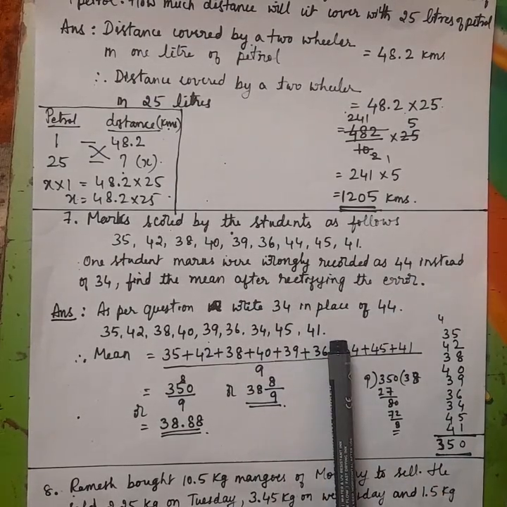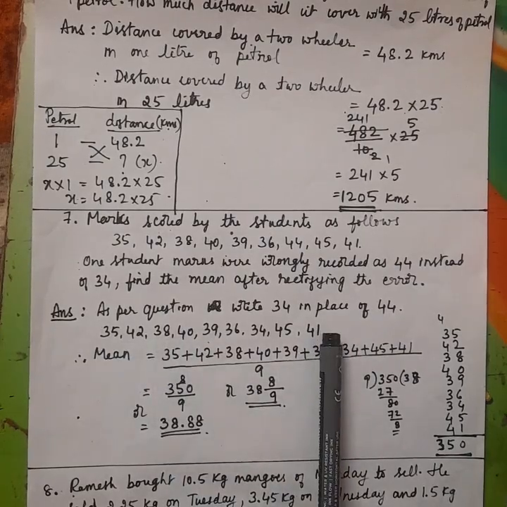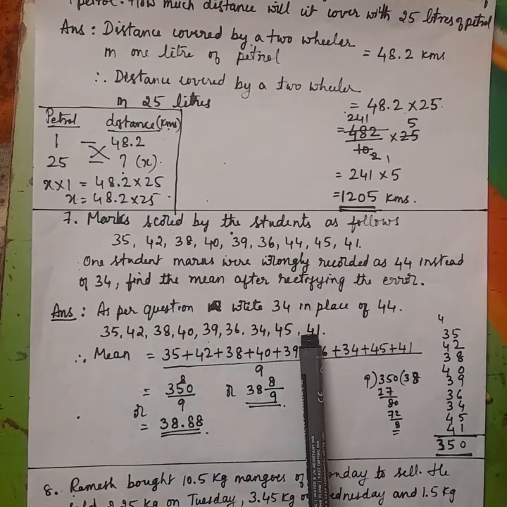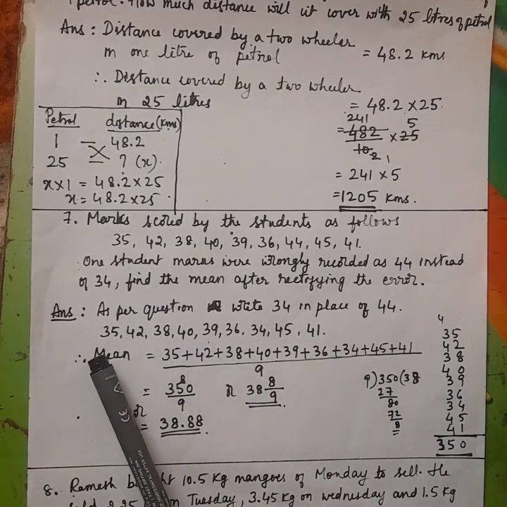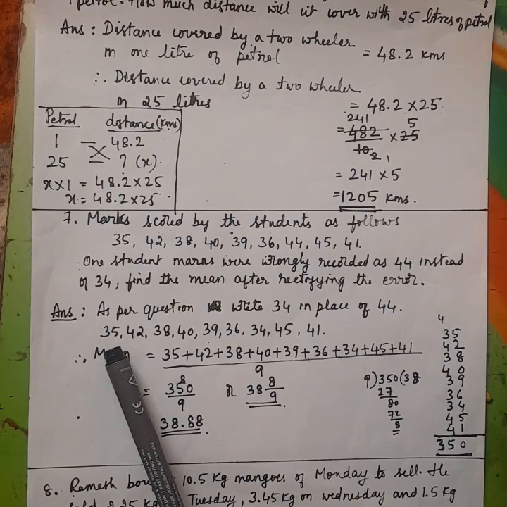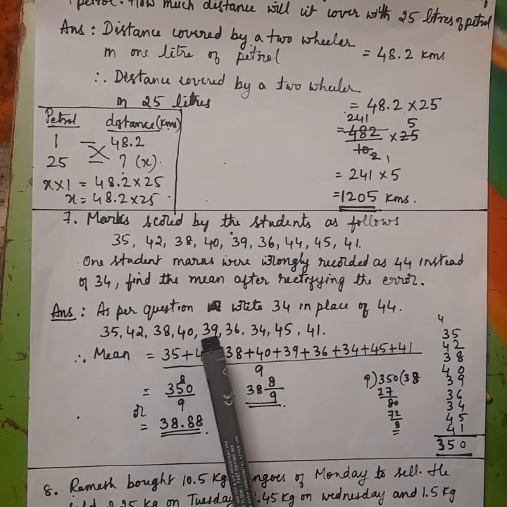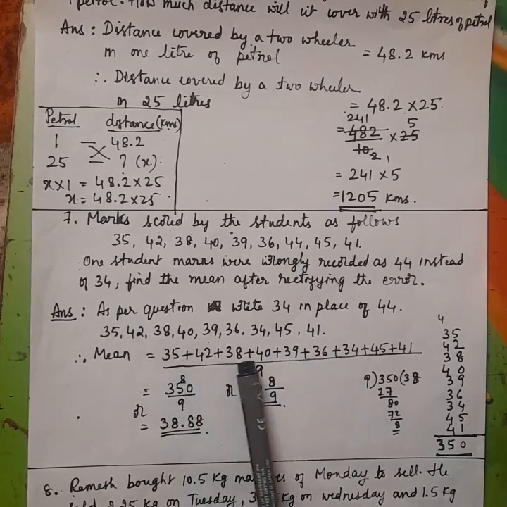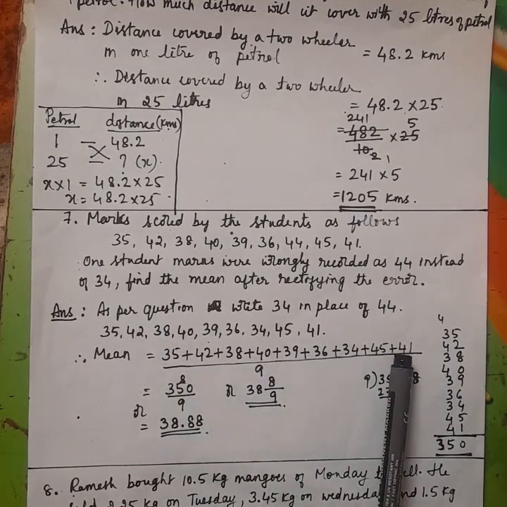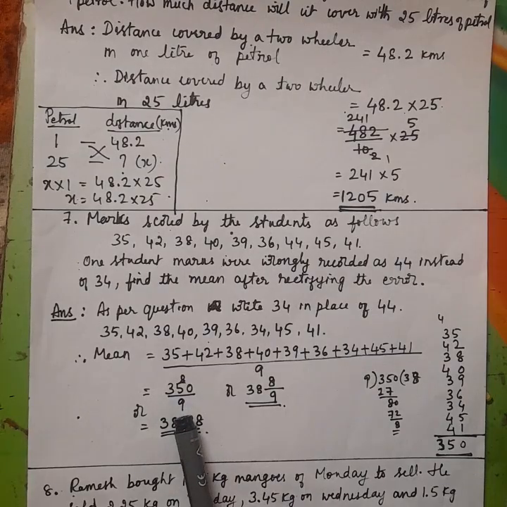So what is mean? Mean is the average of these numbers. So how to find the average? Average means you have to add all the numbers, divided by the number of times these numbers are written. So how many numbers are there? 1, 2, 3, 4, 5, 6, 7, 8, 9. 9 numbers are written. So write all these numbers, add them and divide by 9. When you add these numbers, you will get 350, divided by 9.